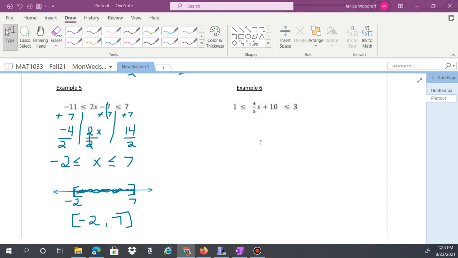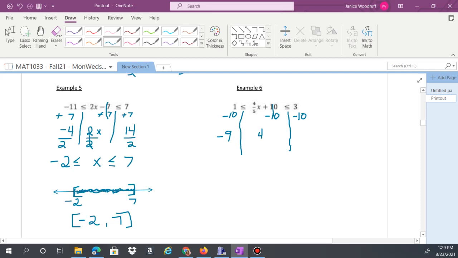Okay, let's take a look at example 6. Again, I'm going to just draw this line here to separate them. So you want to isolate this x in the middle. So I have this plus 10. I'm going to go ahead and subtract 10 on all three sides. So 1 minus 10 is going to give me a -9. These 10s will cancel, bring down 4/5 x. Then I have 3 minus 10 is a -7.